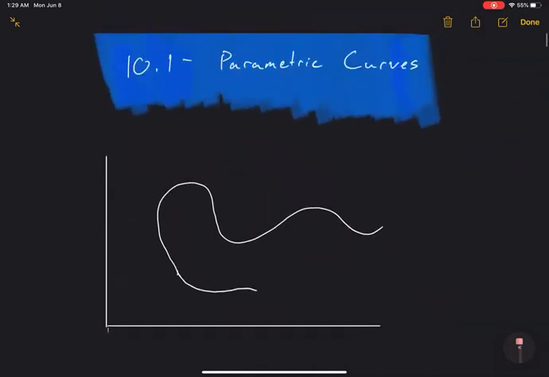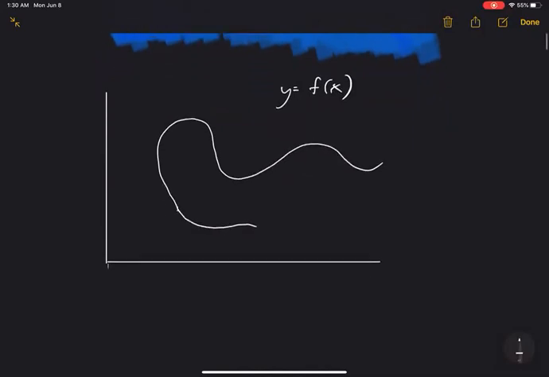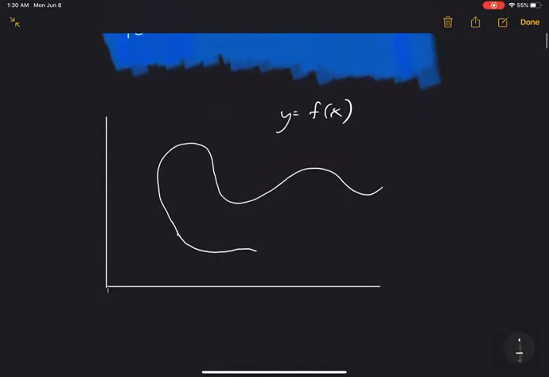So what are parametric curves? What are parametric equations? So up to now, we've usually been thinking of a function like y is a function of x. So we have y equals f of x, and these functions have curves, right? And we've also dealt with the other case where we have x as a function of y. Maybe I have x equals g of y.